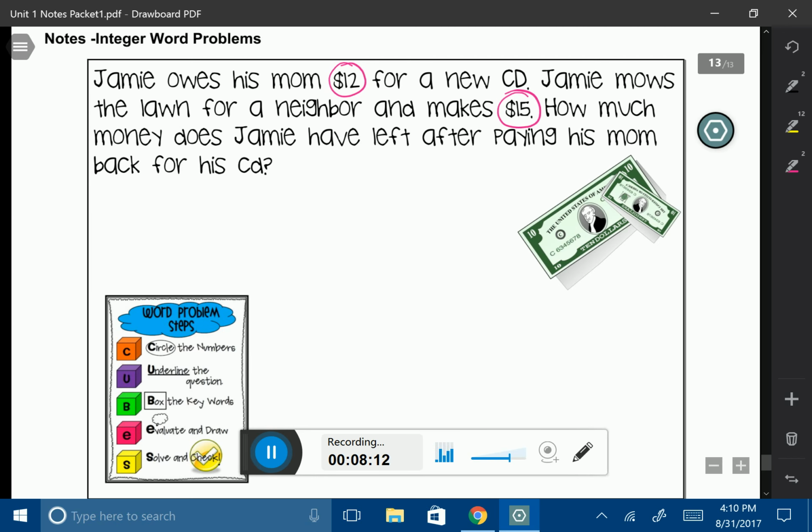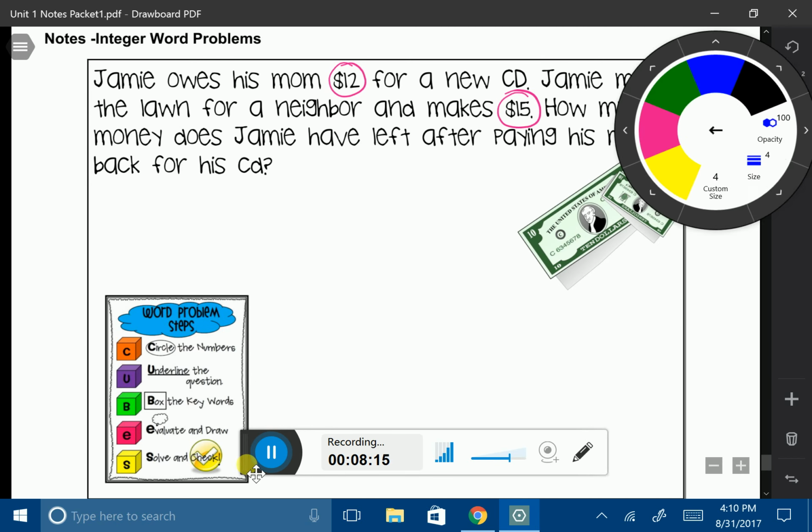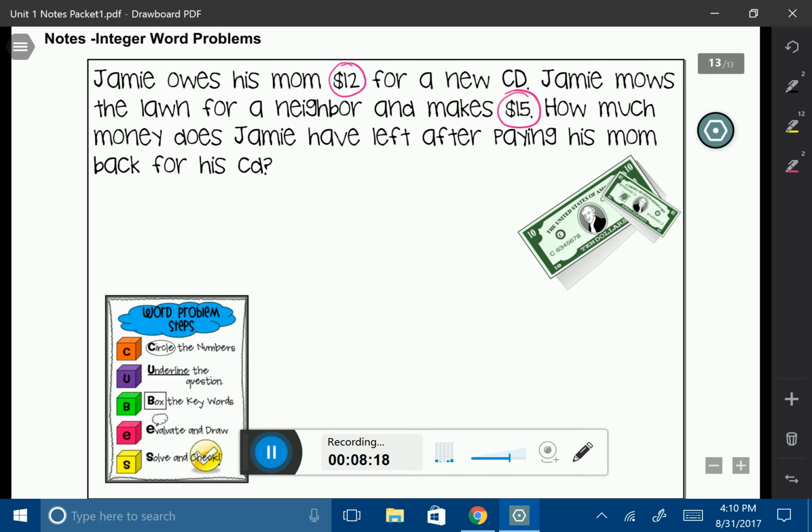Now, let's go ahead and underline the question. The question is going to be the last sentence. How much money does Jamie have left after paying his mom back for his CD? Let's go ahead and box our keywords in our problem. I would say that "owes" is probably an important word. And I would say "makes" is probably another important word. All right, now let's piece things together here. Let's go ahead and evaluate and draw a picture.